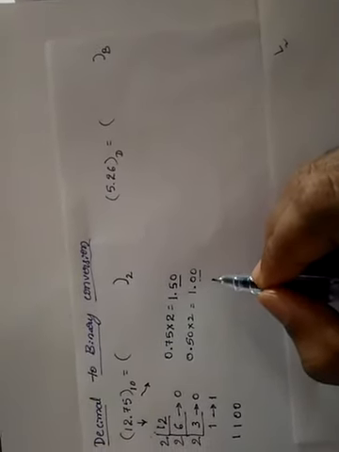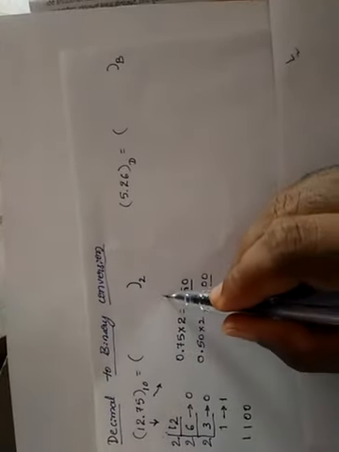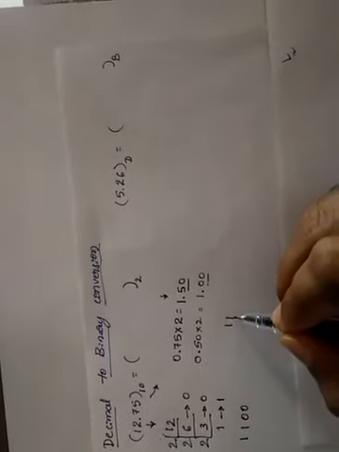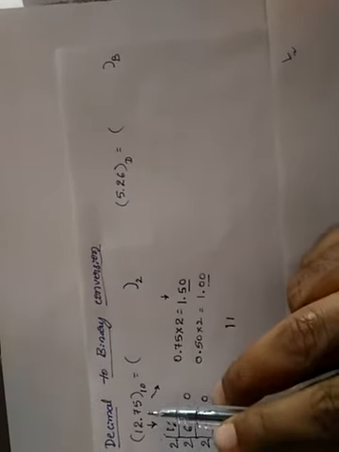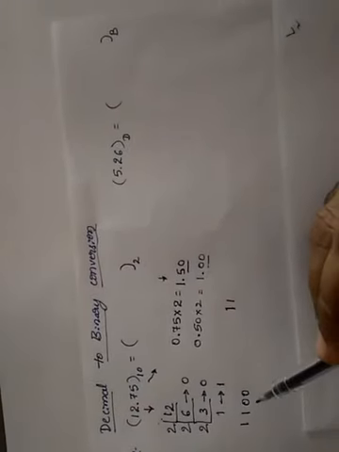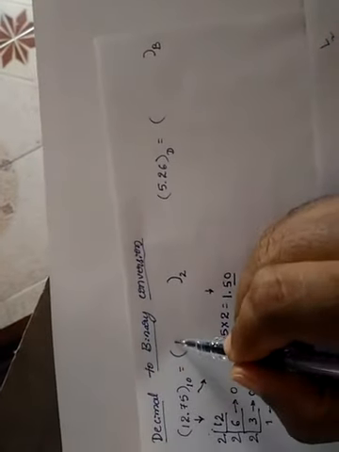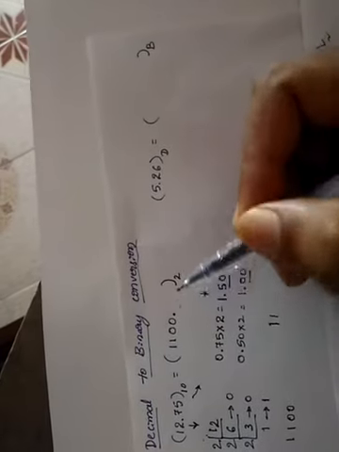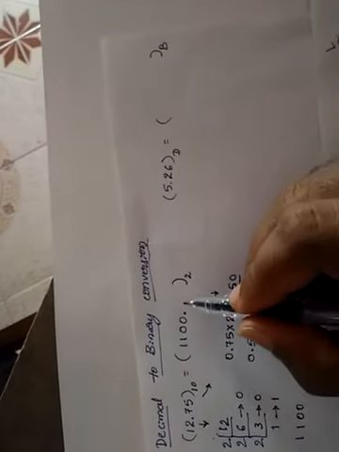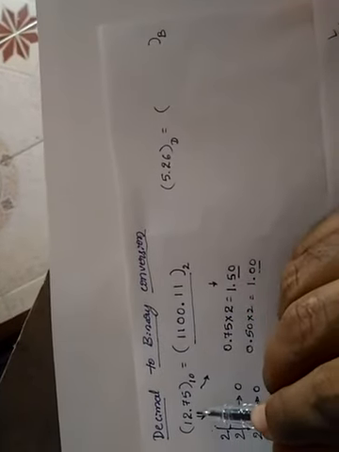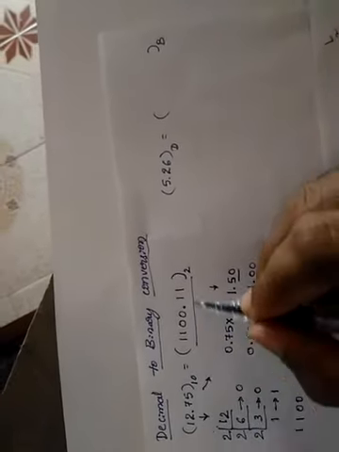Now again, from top to bottom, I have to write 1 1. Here I have 11 for the bits of 0.75, and for the 12 I have 1100. Combining them, I write 1100 for the 12, and point 11 for the 0.75. This is the answer: the conversion of 12.75 in decimal to binary.